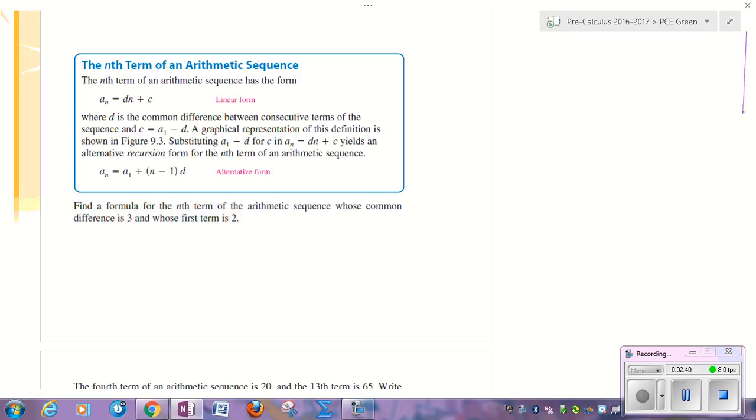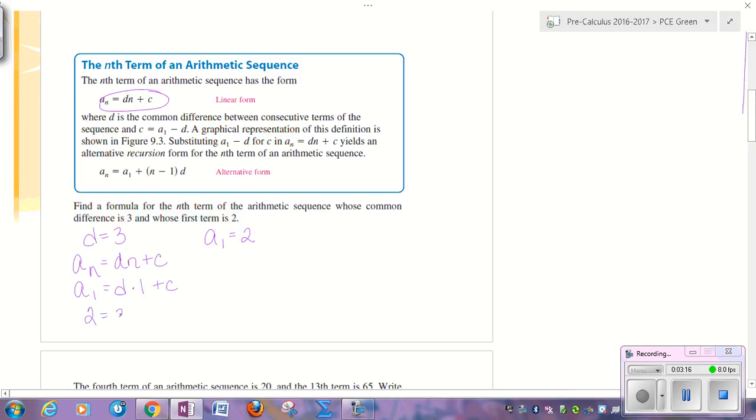This next one says find a formula for the nth term of the arithmetic sequence whose common difference is 3 and whose first term is 2. So what that means is that your D is 3 and the first term, A sub 1, is 2. You're going to use the formula A sub n equals D times n plus C. The first thing I want you to do is substitute in for things that you know. A sub 1 would be your D value times 1 plus C. We know A sub 1 is 2 and we know our common difference is 3. This allows us to solve for C, so we have a C value of -1.